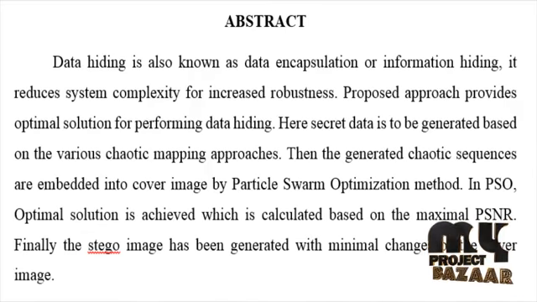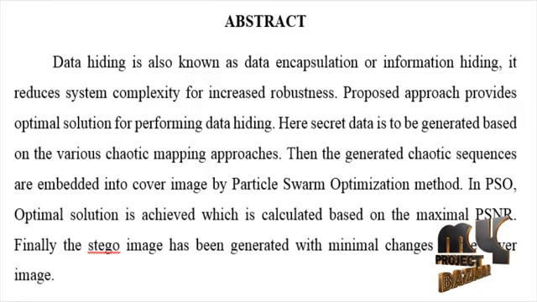Let me discuss the abstract of the project. Data hiding is also known as data encapsulation or information hiding. It reduces system complexity. For increased robustness, the proposed approach provides an optimal solution for performing data hiding. Here, secret data is generated based on various chaotic mapping approaches.